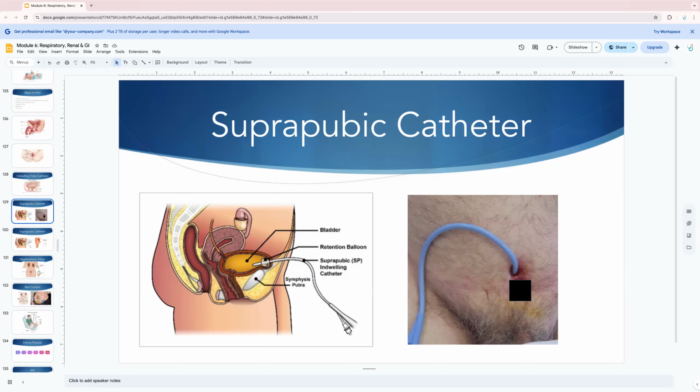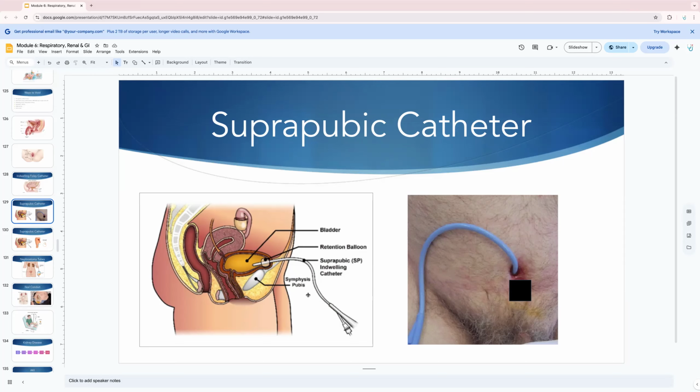So when would this occur? Maybe they have trauma to the urethra or to the perineal area. Maybe they have some type of tumor that is obstructing the bladder neck or the urethra, or some type of disease process is affecting the patient's ability to get urine out of the bladder and through the urethra. So this would be an indication for the insertion of a suprapubic catheter.